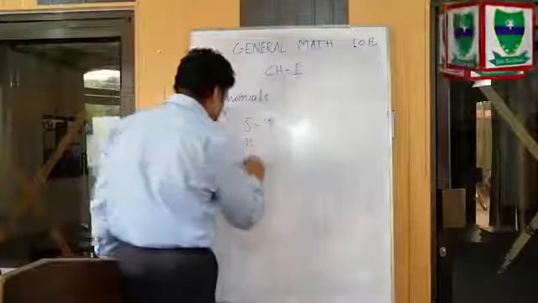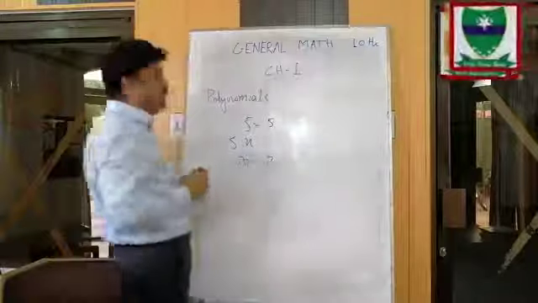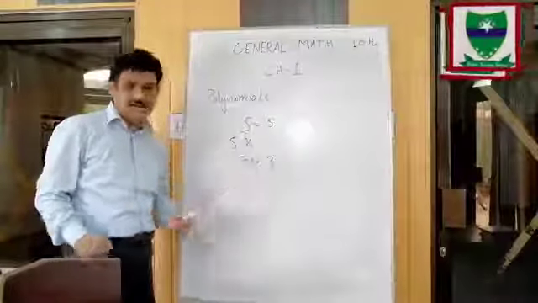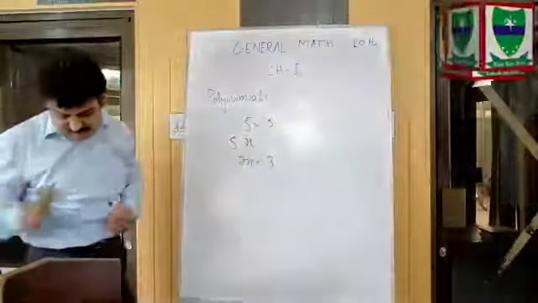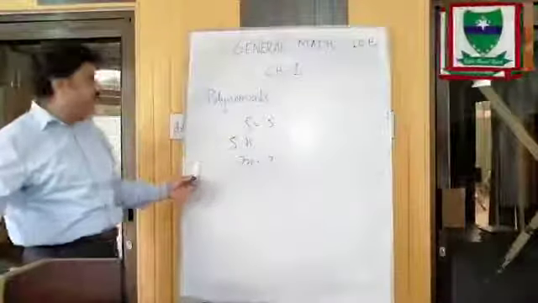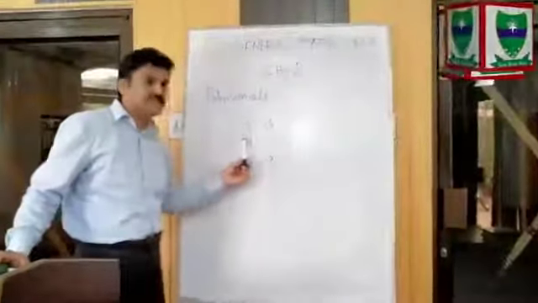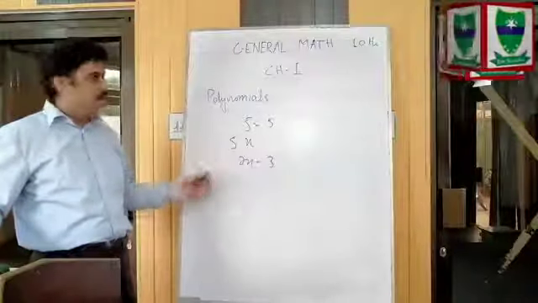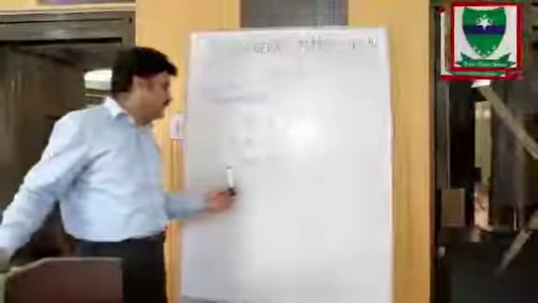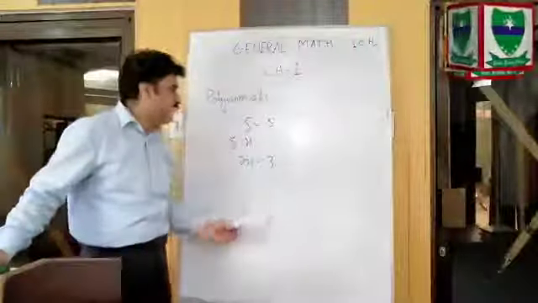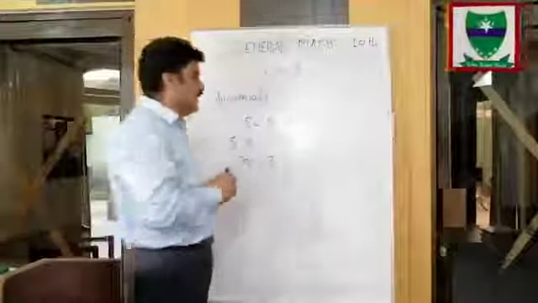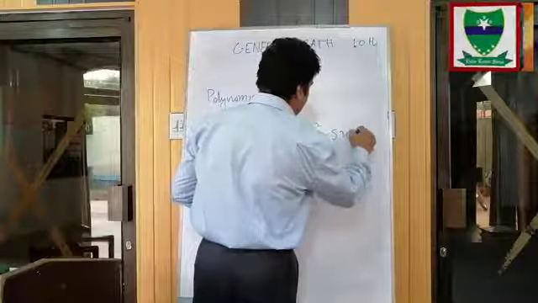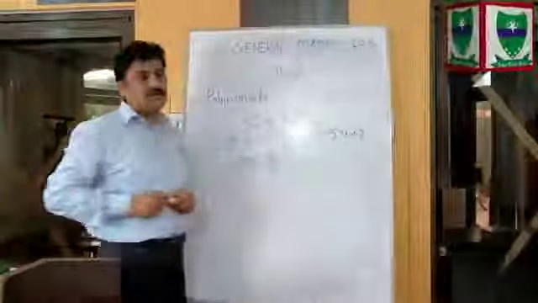5x, 2x minus 3. In this example, 5 is a constant and x is a variable. In first expression 5x consists of only one term and we call it monomial. And if expression consists of two terms, it is called binomial. Similarly, if an expression consists of three terms, like 3x square minus 5x plus 7, it is called trinomial.